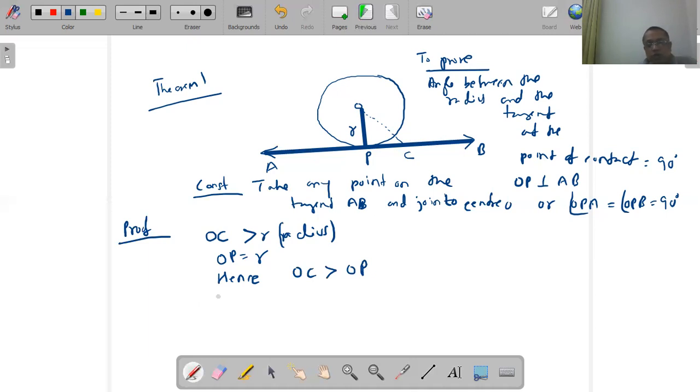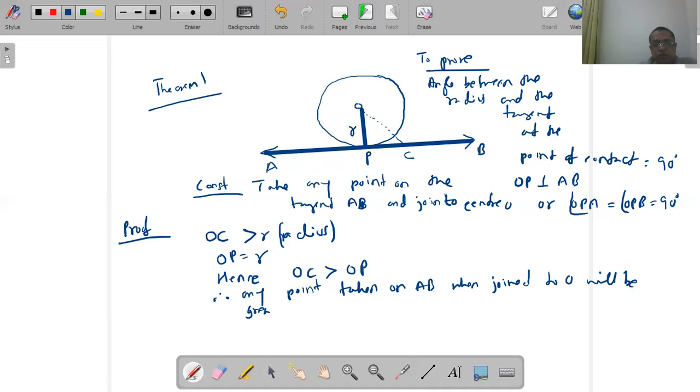Okay, so this is the conclusion. What is the conclusion? That if I take any point on the line AB and join it to the center of the circle O, that will always be greater than OP, because that will always go outside the circle, isn't it? So therefore we can say any point taken on AB, when joined to O, will be greater than OP.